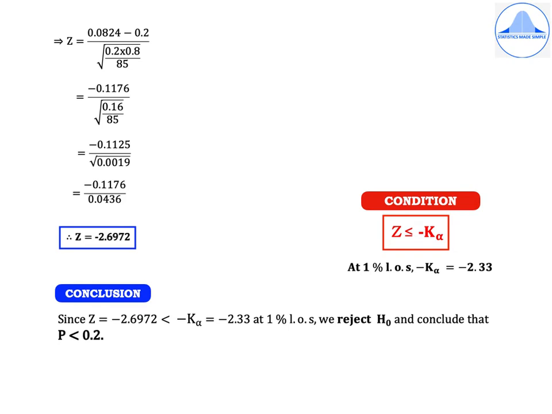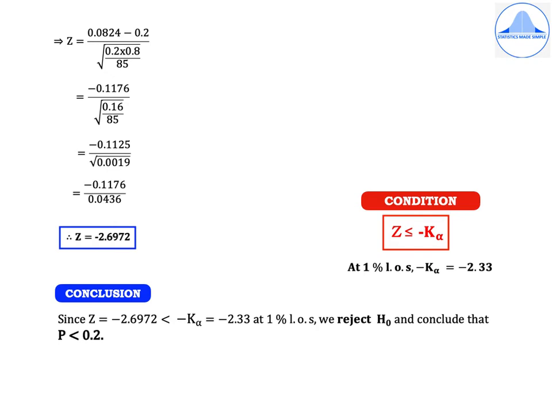0.1176 by root of 0.16 by 85, which is equal to minus 0.1176 divided by root of 0.0019, which is equal to minus 0.1176 divided by 0.0436. So you get Z is equal to minus 2.6972.